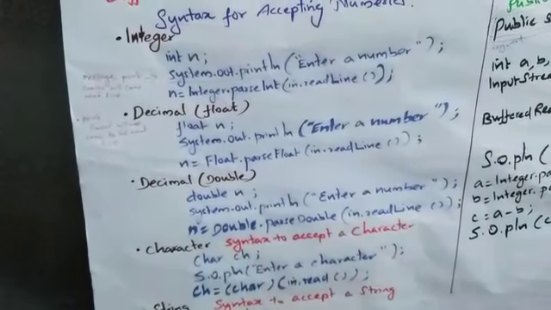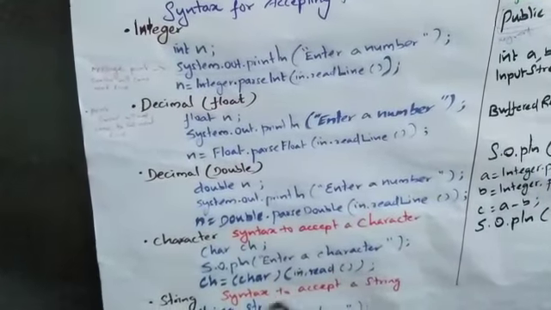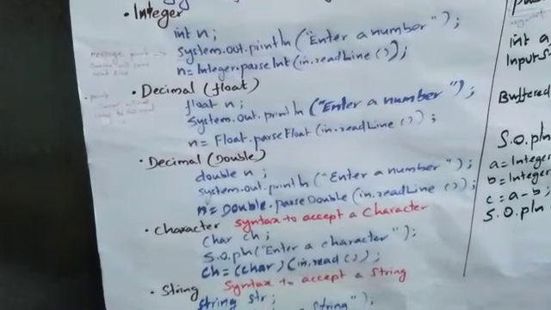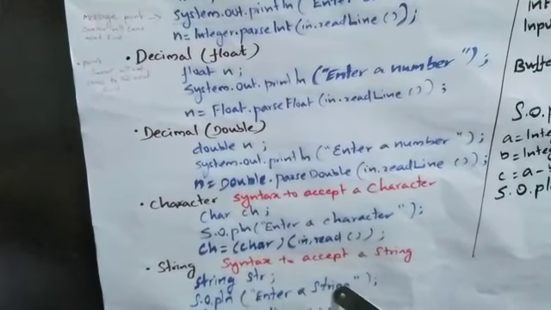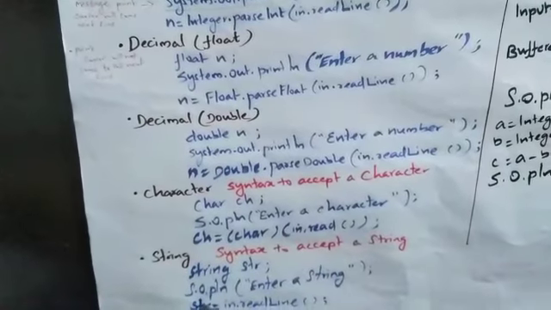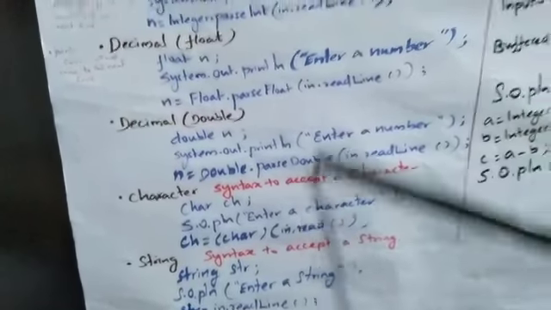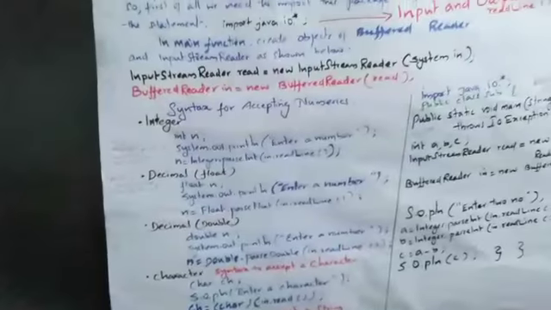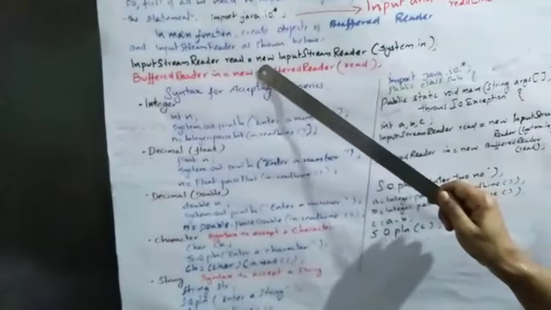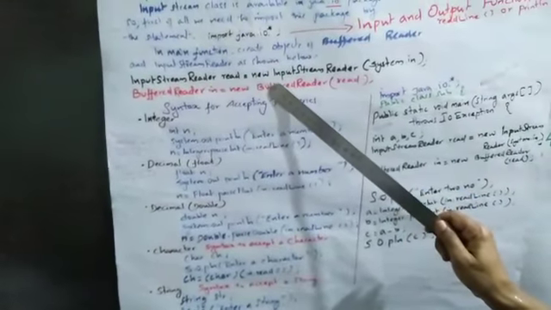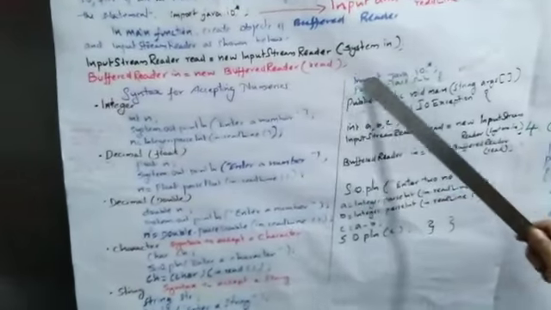Next one, string. What was the syntax of string? String str, System.out.println enter a string. Now what do you write? str equal to in.readLine. So these are the syntax for accepting values using which stream? Input stream reader.